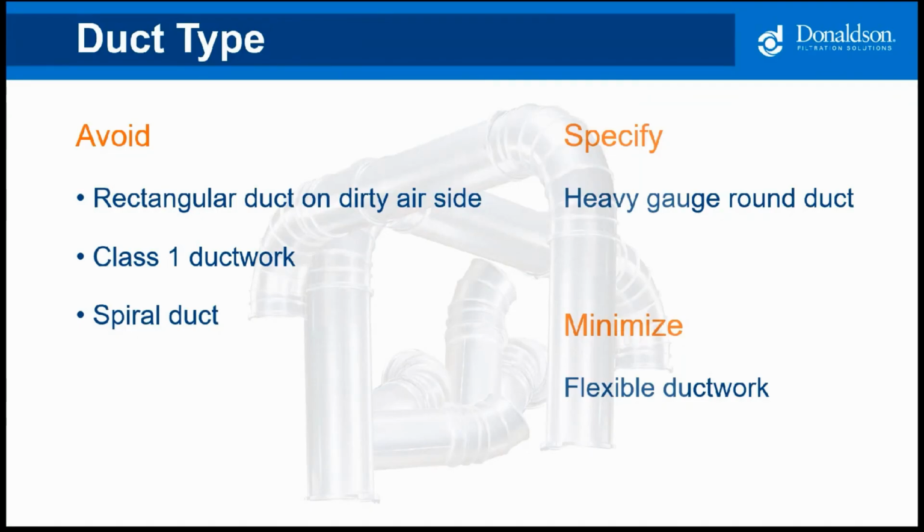Spiral duct tends to leak air. It can impact your design airflow by about 10%. And if it's used outside, it also could provide a prime source for water to enter the ductwork and get into your dust collection system. So spiral duct is generally not recommended.